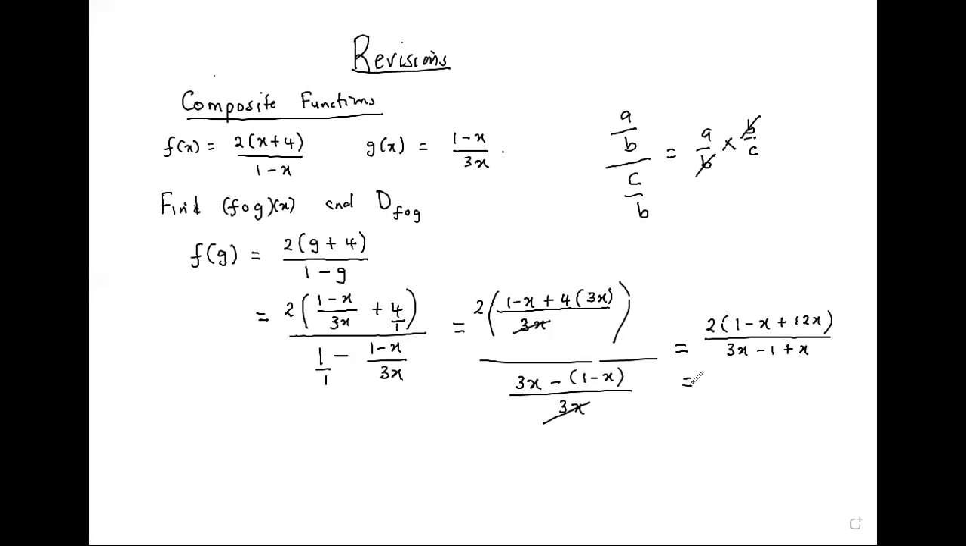So that we get 2(1 plus 11x) over (3x plus x, that's 4x minus 1). So I can go back to the numerator there and expand the 2, or just leave it there. I think that's fine. That's the way to leave it. So that's f of g. So we have found f of g.